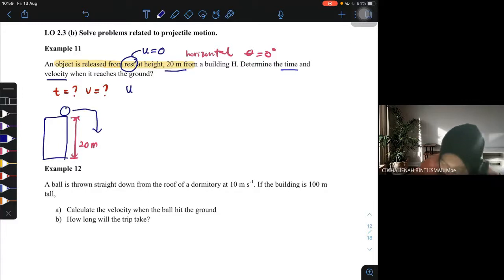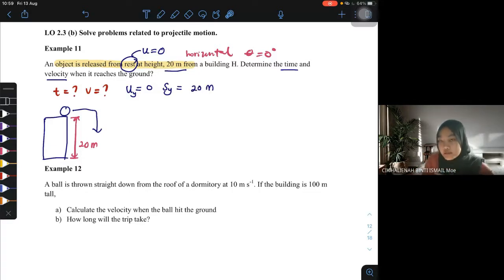U is equal to 0. Okay, what else? Ada lagi information yang lain? Okay, this information, we have 20 meter. So 20 meter ni value untuk apa? Displacement. And then, since dia adalah vertical kan, vertical displacement, so it is SY. And then this one also UY, sebab dia ke bawah kan, velocity dia ke bawah. So, dia UY, so SY is equal to 20 meter.